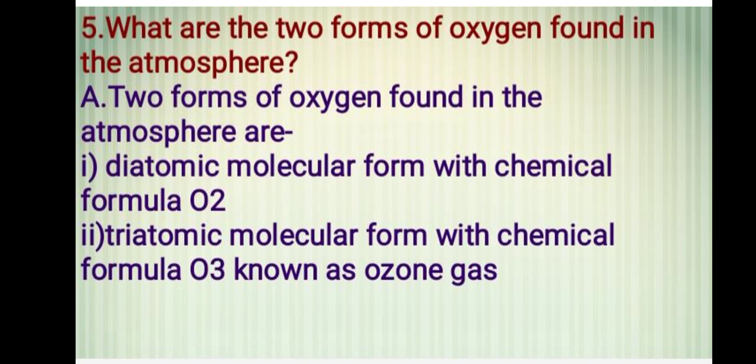What are the two forms of oxygen found in the atmosphere? As you all know, the two forms of oxygen found in the atmosphere are diatomic molecular form with the chemical formula O2 and triatomic molecular form with chemical formula O3 known as ozone gas.